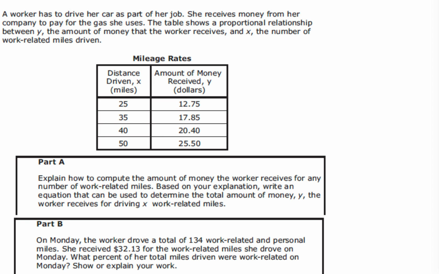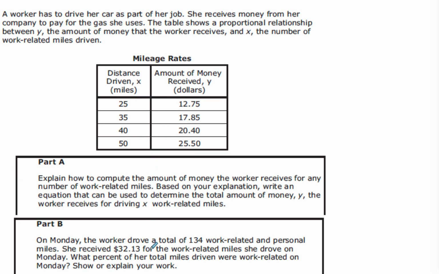All right, last problem here. A worker has to drive her car as part of her job. She receives money from her company to pay for the gas she uses. The table shows a proportional relationship between Y, the amount of money that the worker receives, and X, the number of work-related miles driven. Okay, so we've got a table here. How many miles, how much money? And they say this is proportional.